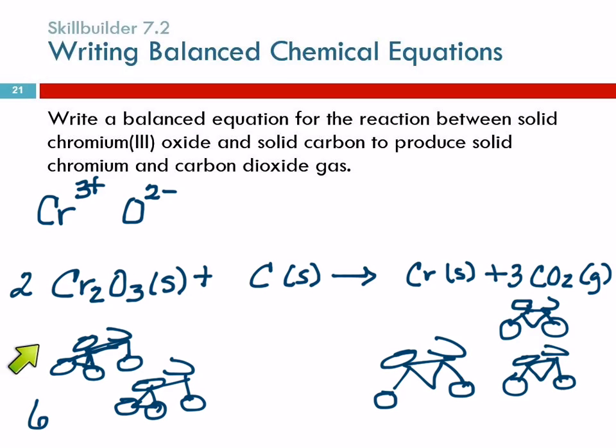So if I have 2 tricycles, 6 wheels. 3 bicycles, 6 wheels. That's all we're doing when we're balancing equations. We're trying to come up with the same number of pieces on both sides of the equation, both sides of the arrow.